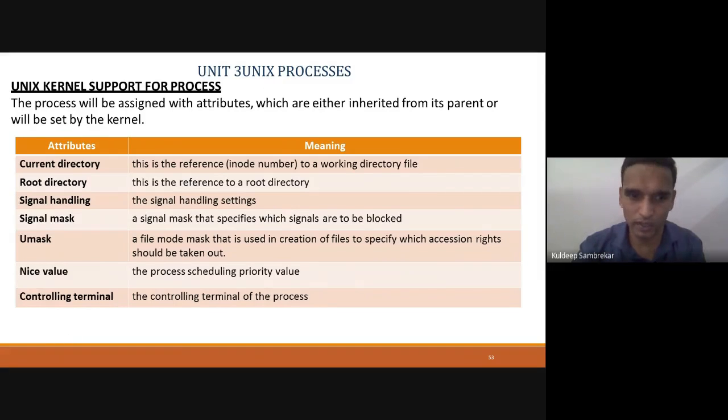Okay. Controlling terminal, there is again a nice value, which is called a priority value. If the parent has a priority to be executed, at the same time its child also has the same priority. The next one is controlling terminal. From which terminal you are running, the child also runs from the same terminal. So these are the attributes which are inherited from the parent when a child is running.